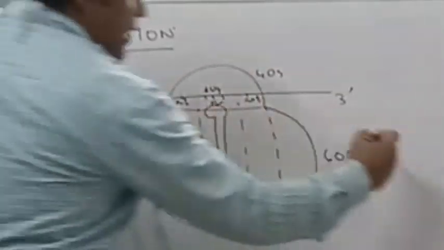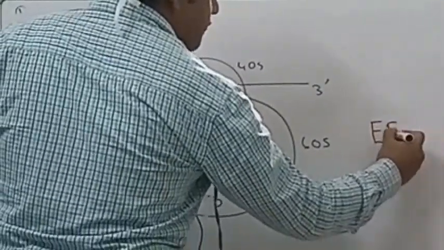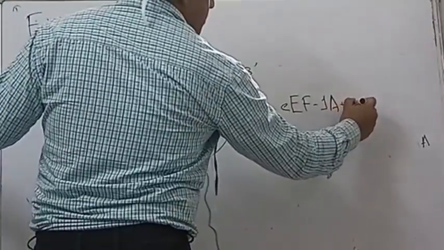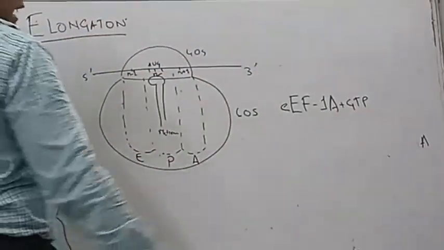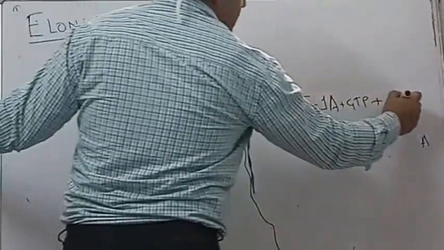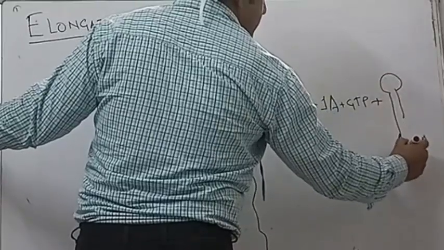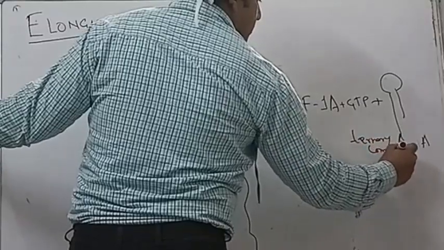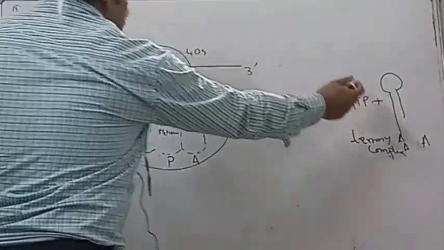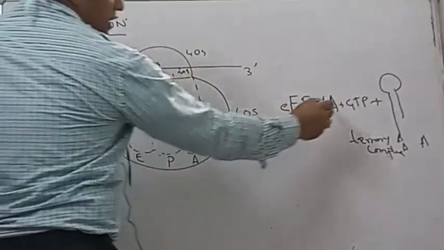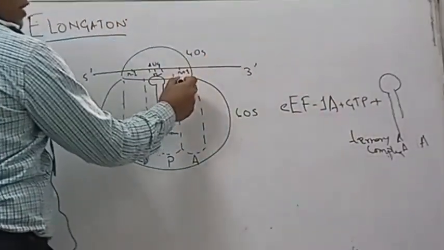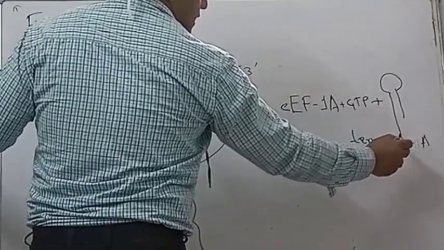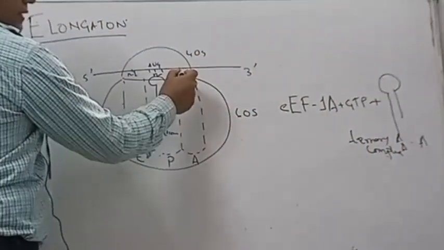Next, the elongation factors come into play. Eukaryotic elongation factor 1A binds with GTP and the incoming aminoacyl tRNA and forms a ternary complex. This ternary complex is recruited here. This joining is very much required so that the direction is proper to this particular A site, so the aminoacyl tRNA is directed into the A site.